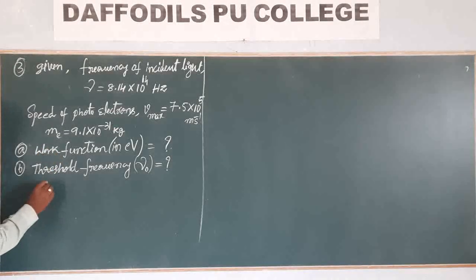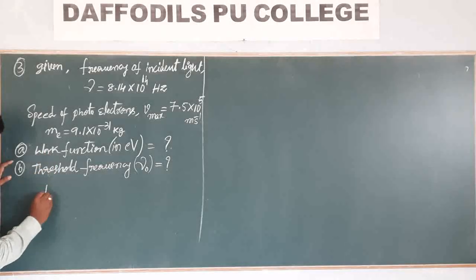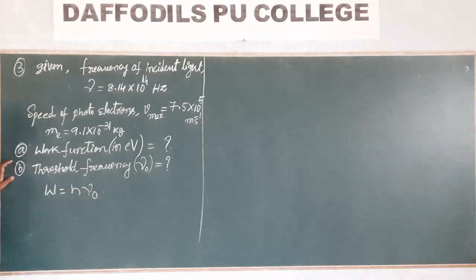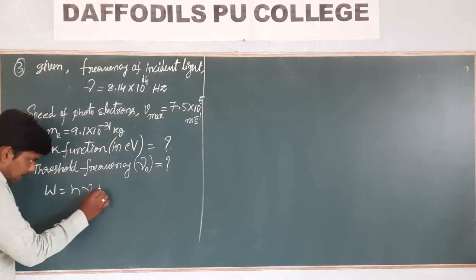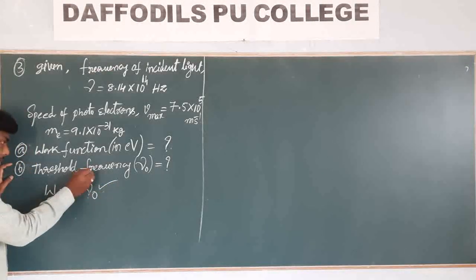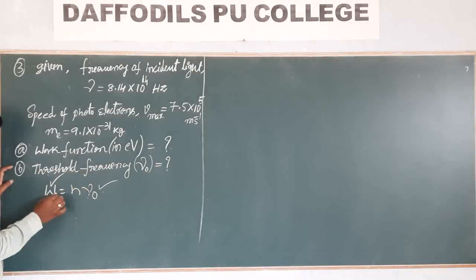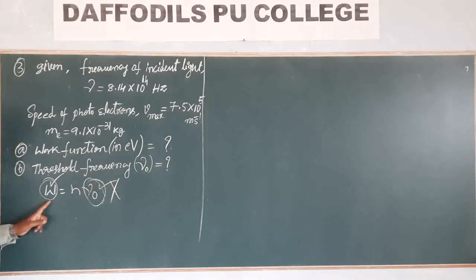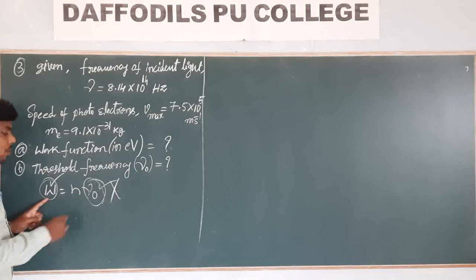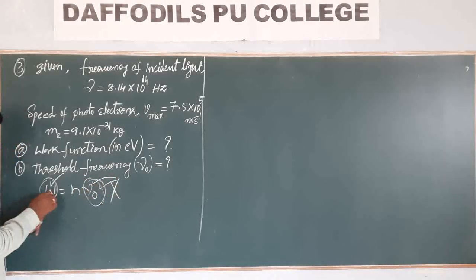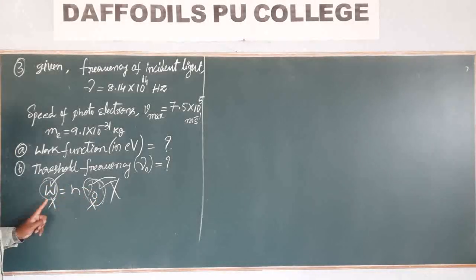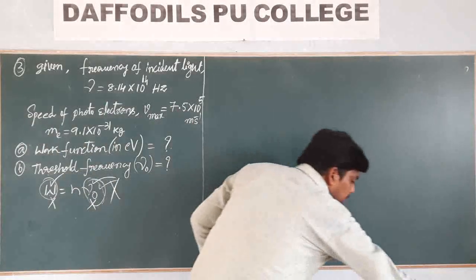Now we know the basic relation between work function and threshold frequency. Work function is equal to h nu naught. But they did not give the nu naught value. We have to calculate nu naught as well as the work function. We have to calculate these two things, so you cannot use this formula. Is it possible to use this formula? No. Because when you know one value, only then you can calculate the other value. But here we have to calculate both of these, so you cannot use this formula.